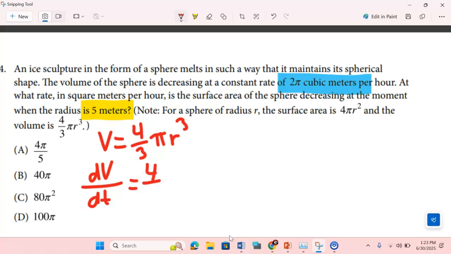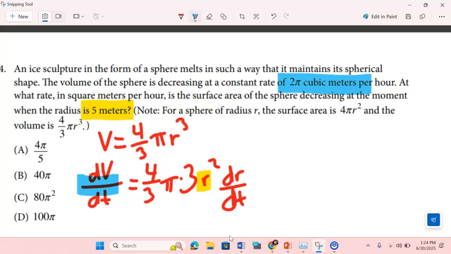So then I've got 4/3 pi times 3 times r squared, then again implicit differentiation, dr/dt. All right, so let's say my radius is 5, and there's dV/dt right there. Generally, after you take the implicit differentiation with respect to time and plug in all the variables, there's going to be one rate left. In this case, it's dr/dt.